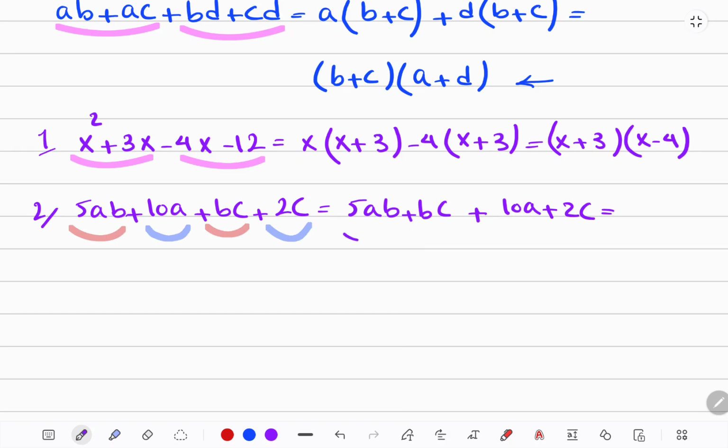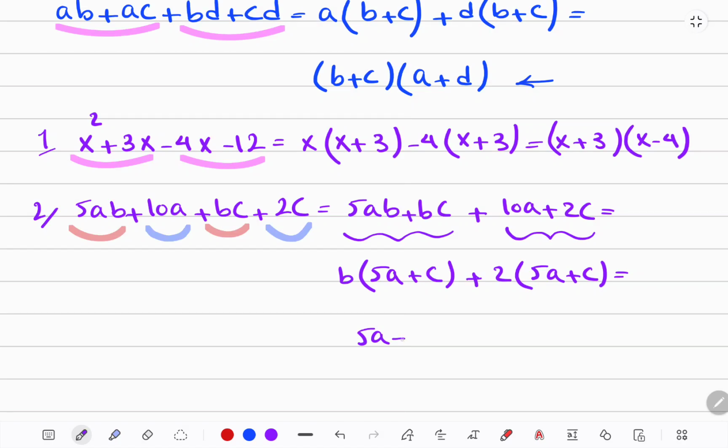Okay, and now for the first group, b is a common factor. So we have 5a plus c. And for the second group, 2 is a common factor. So we have 5a plus c. And you can see that 5a plus c is the same bracket, which is common in both of them. So we have b plus 2, the answer of this question.